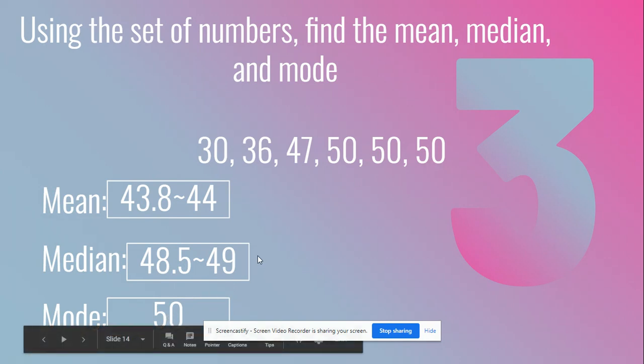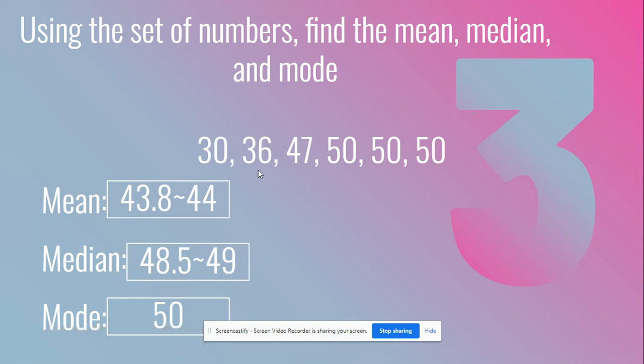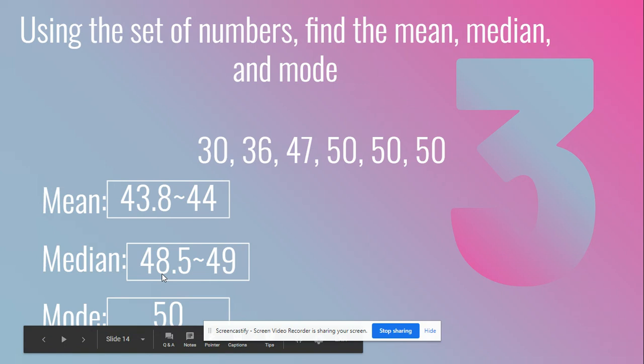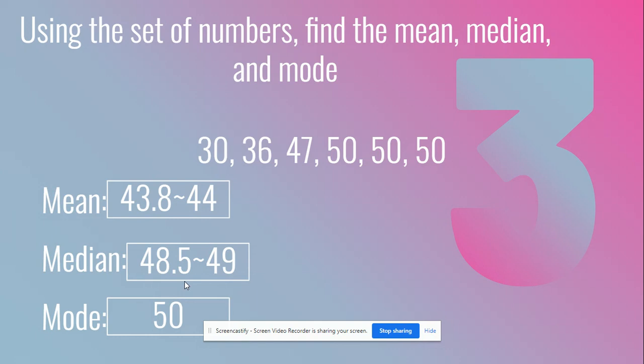We'll just work our way from the bottom up this time. The median, we're going to cross off a 30, cross off a 50, 36, 50, and then we are left with 47 and 50, okay? Because it's even. So add up those 2 numbers, and you're going to divide them by 2, and you will end up with 48.5. And once again, we want to round to the nearest whole number, so you're going to get 49.